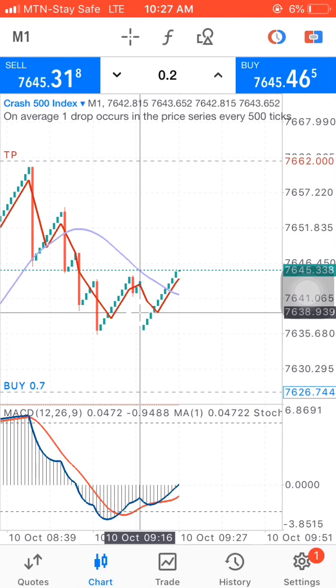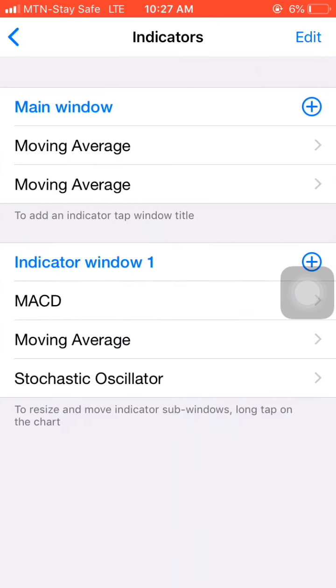So right now we are on this trade already, and I'm going to show you the indicators I'm using. The indicators I'm using are moving average, MACD, another moving average on the indicator window, and the stochastic oscillator. Of course, the last one here, the stochastic, is not going to be showing on our charts because I put it on a close, but it has its own work.